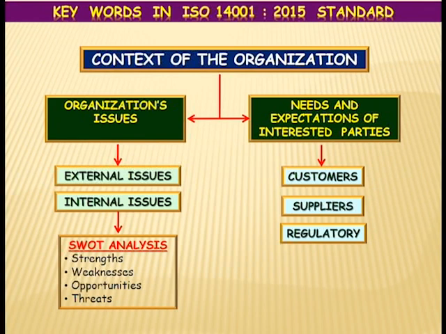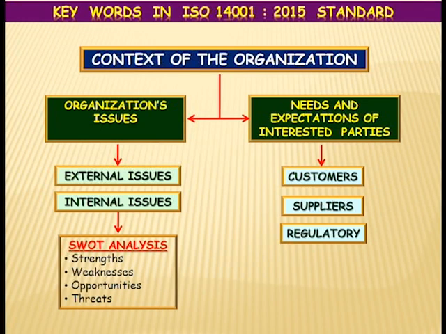What is the meaning of context of the organization? First, we must know our organization's vision, mission and values and purpose of our business. Then identify the organization's issues and needs and requirements of interested parties. Issues can be external or internal. For external issues, we must be conversant with the present day political, economical, social, technological, legal and environmental factors, whether international, national, regional or local, that affect or will affect our business.